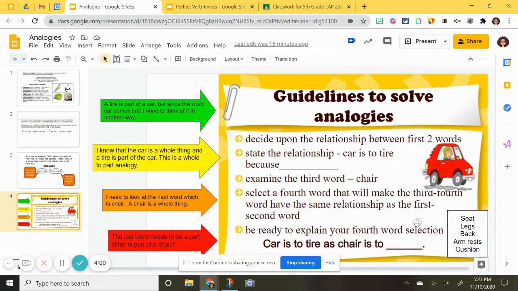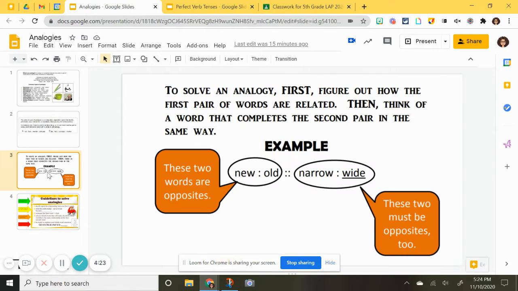So I have some options. It depends on what kind of chair you're sitting in, but chairs have a seat, they have legs, a back, some have armrests, and some have cushions. Any of those would be a correct answer for a whole to part analogy. So just remember, you go back to that first group of words, like in here, figure out the first pair, how are they related? In this example, new and old, these are opposites. So that means the second pair of words must also be opposites.